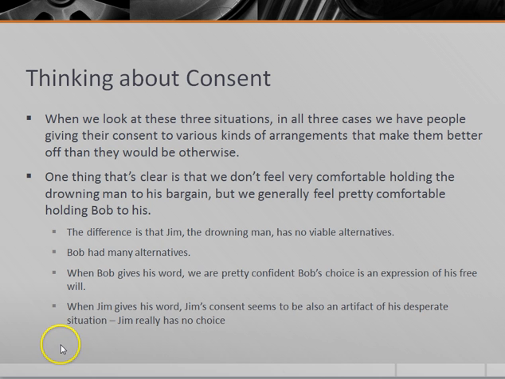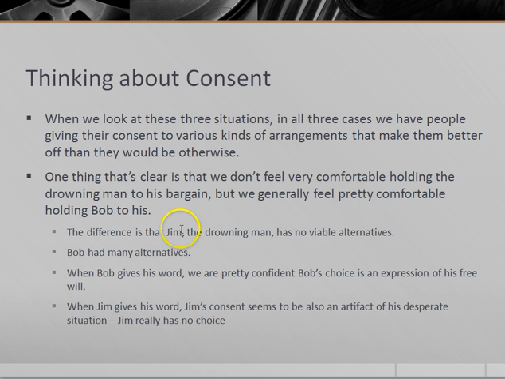Okay, so when we look at these 3 situations, in all 3 cases we have people giving their consent to various kinds of arrangements that make them better off than they would have been otherwise. So no one's consenting to something that makes them worse off. It's not like somebody coming along pointing a gun to your head and giving you 2 bad options, or someone making you choose between shooting one child and shooting the other child, right? A Sophie's choice. Now, in this case, your agreement does make you better off, but the thing that's clear is that we don't feel very comfortable holding the drowning man to his bargain, but we generally feel pretty comfortable holding Bob to his. And part of the difference in the situation is going to be that Jim, the drowning man, has no real viable alternatives.